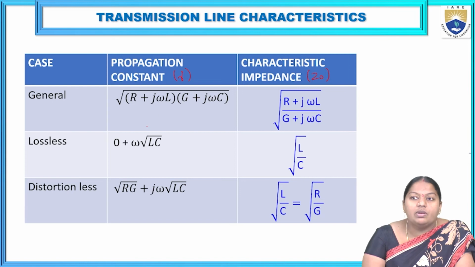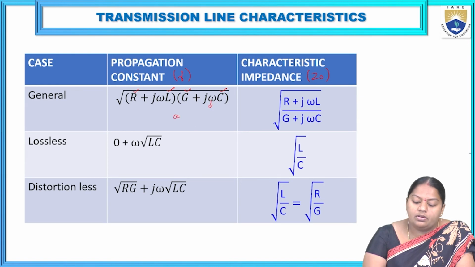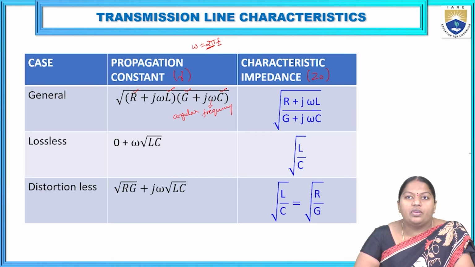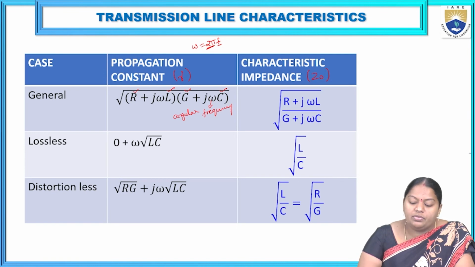Then the general case is given by root over R plus j omega L into G plus j omega C, where resistance R, inductance L, conductance G and capacitance C, all four, are called primary constants of a transmission line, and omega is the angular frequency of a transmission line. Right? And in general, it is given by omega equal to 2 pi f. Angular with an angle, it is multiplied with frequency, hence the name angular frequency, right? So the operating frequency or angular frequency is omega here.